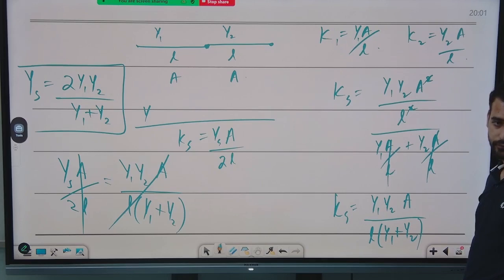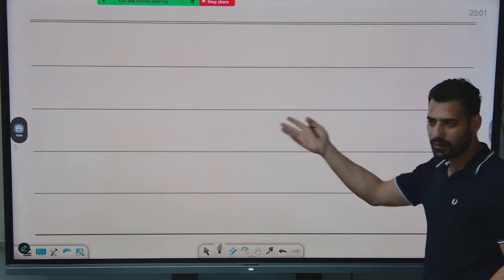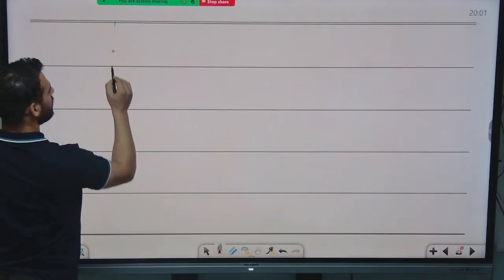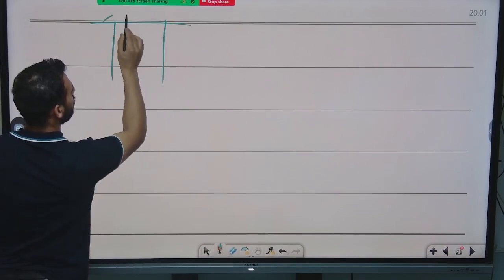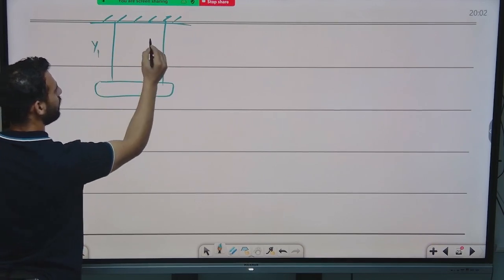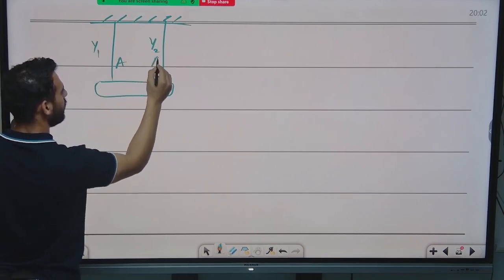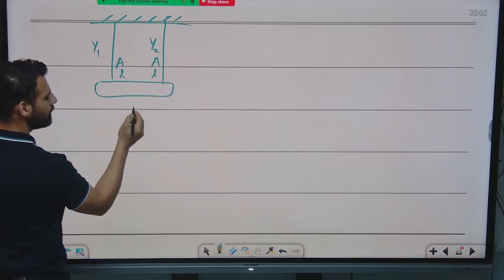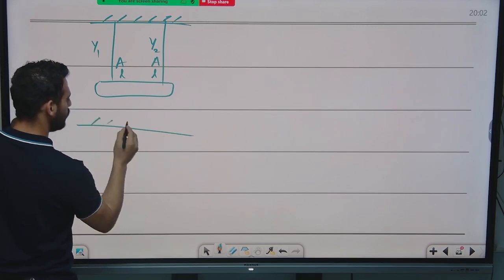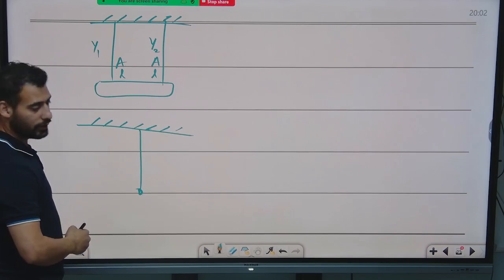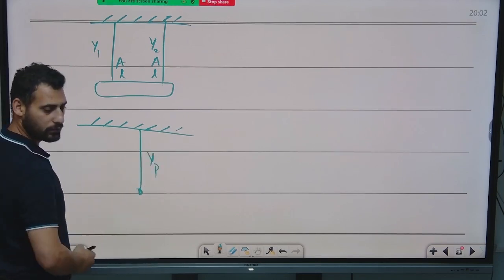Next, do the parallel one. Now this was not there anywhere, now where it came from I don't know, but still we can do it. If there are two wires, for example, and they are connected in parallel, say Y1, Y2, L, L. And now what you are doing is you are trying to make a single wire out of it. The question is, what will be Y in parallel?